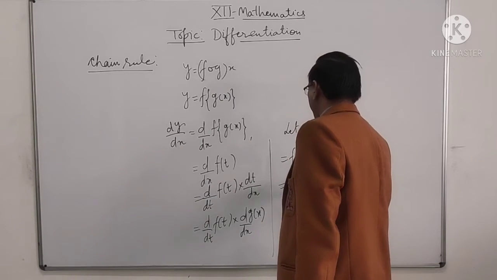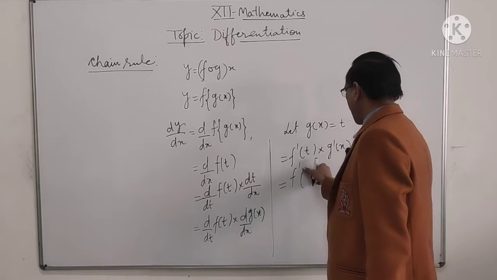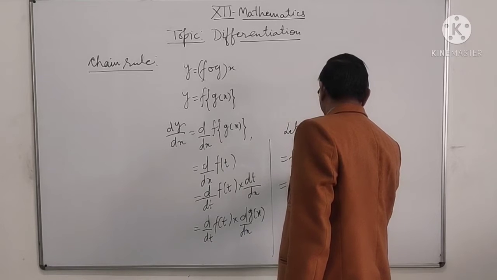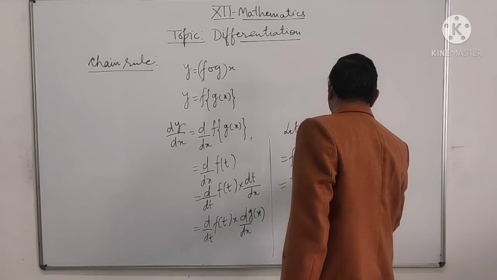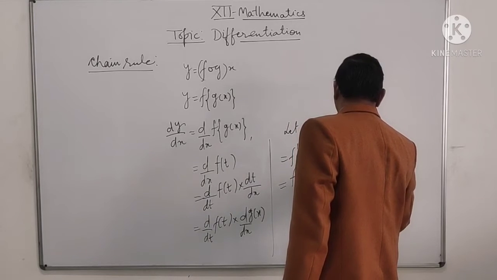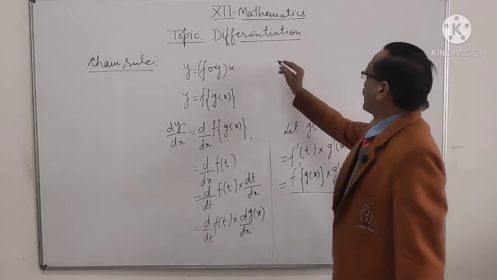Now we will put the value of t. So it is f'(g(x)) into g'(x). This is the chain rule. See the example.